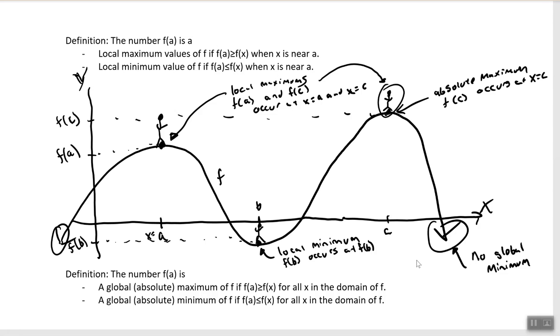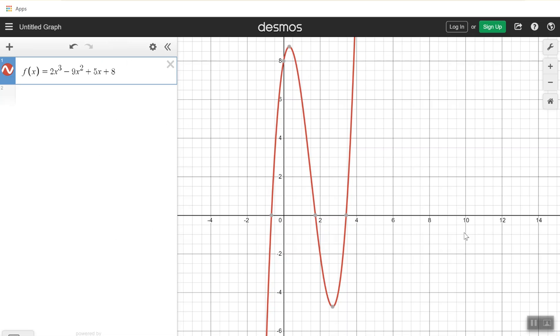So let's look at an actual example of a function that you might be asked to look at in your class. Here's a function I've already graphed on Desmos. You can see the function over here on the left, and we can see that the turning points, or local maximum and local minimum, are precisely here and here. So we have a local maximum of approximately 8.745 occurring at x equal to about 0.31. And we have a local minimum value for our function of negative 4.745 occurring at about x equal to 2.69.